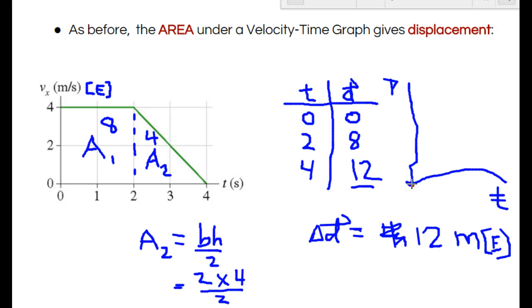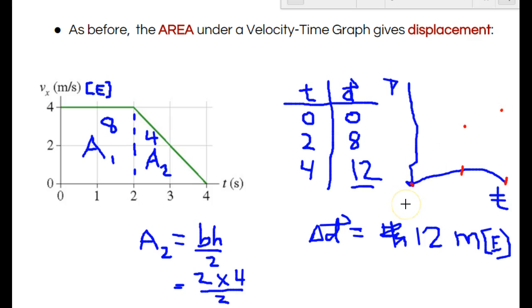Then after 2 seconds, if I'm going to split this in half here, I would be at 8 meters, wherever that is. And then after 4 seconds, which I'm going to say is about here, I'd have gone 4 meters further, so about half of what I went before.